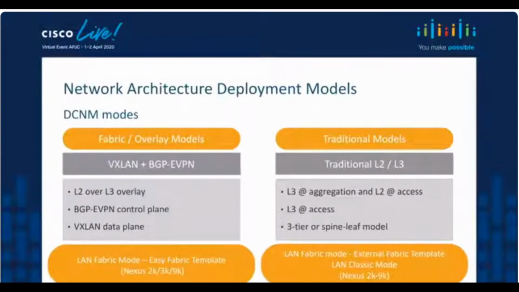For everything else and for any other kind of Nexus platforms ranging from the Nexus 2K to the 9K, we have two different kinds of install modes. One is again the same LAN fabric mode, which is the installation mode. And this time, if you see the template is different, it's called the external fabric template. And then there is another installation mode called LAN classic mode. And since we have two of them, I'm going to compare and contrast between the two and recommend which one you should be using for your Nexus 2K to 9K. So that is how we map the deployment models with the DCNM modes.